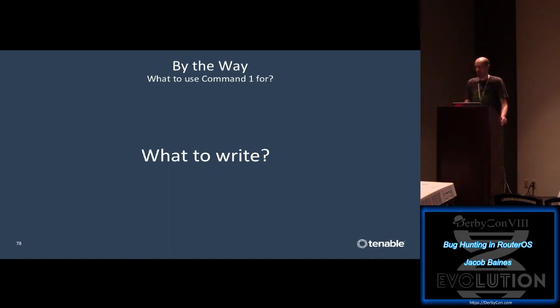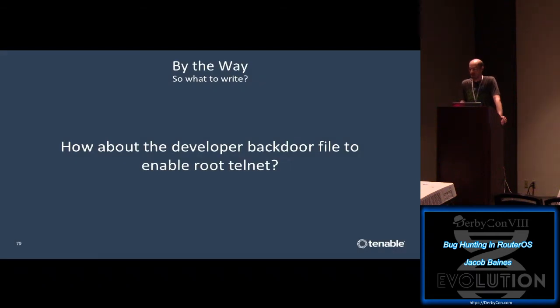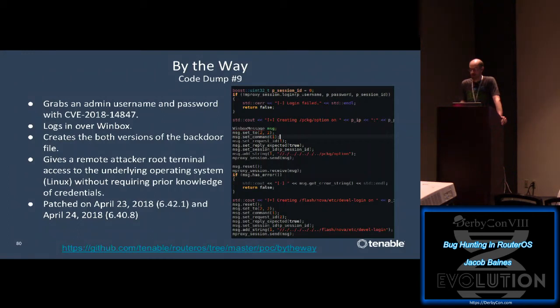What do we want to write? Do we overwrite user.dat? Maybe we write in an init script, or maybe there's a cron on the system we can take advantage of. Or we could just write the developer backdoor file, which I think works quite nicely. I've written up a proof of concept that does this. First it steals the credentials and then creates backdoor files.